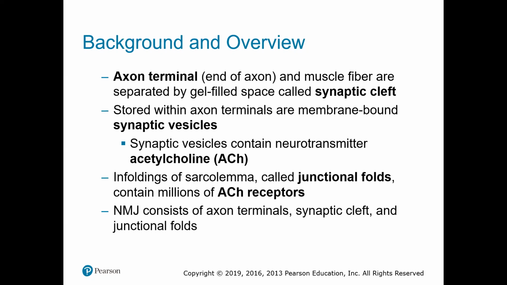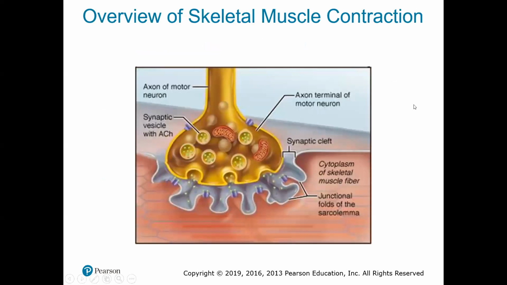And at the motor end plate, there are acetylcholine receptors. It looks something like this. Here's the axon up here. Here's the axon terminal here. This little bulb, okay? Inside the axon terminal, the end of the axon, you have vesicles with acetylcholine. Now, this space in here is called the synaptic cleft.